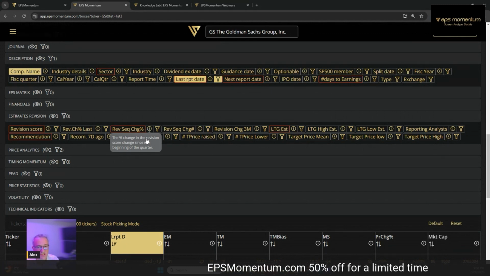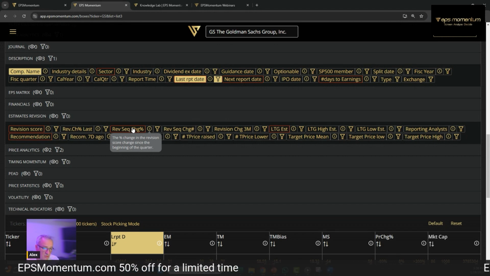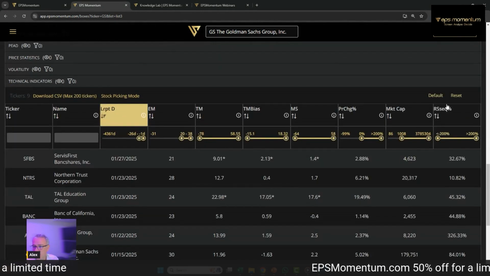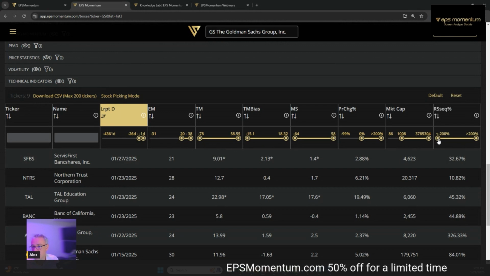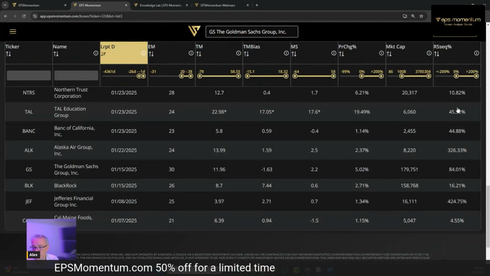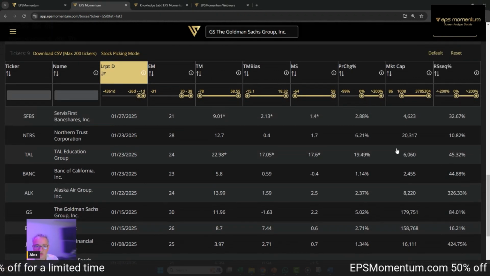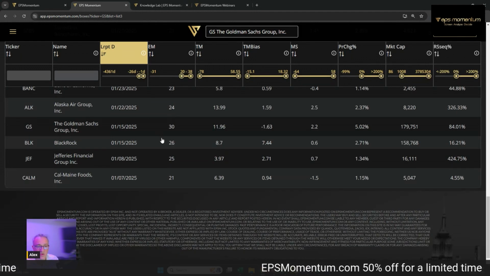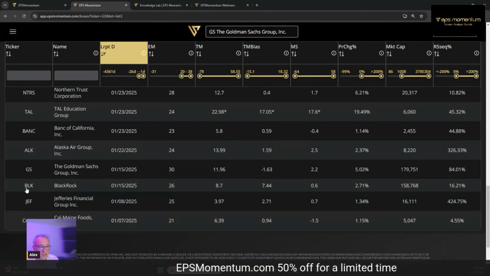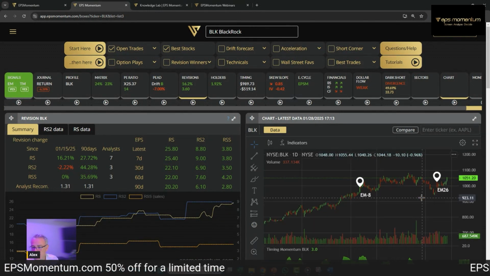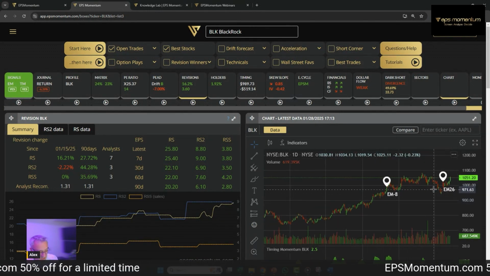This is a percent change of the revision score since the beginning of the quarter, the actual earning quarter of the company. So I'll click on that, and now I have the revision score percentage increase. I want it to be positive, so I filter on positive, and here I have all the names that have positive revision score, great EM, and reported 26 days ago. So I can click on BlackRock, have a look at this, and BlackRock is EM26, definitely up there.